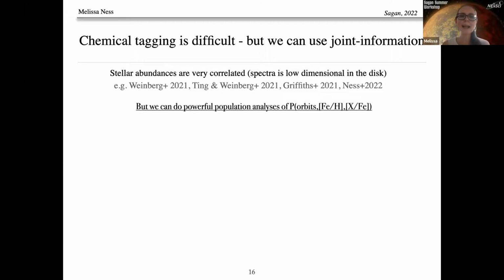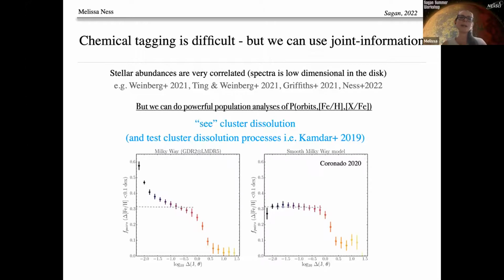Okay, I just want to show one example of this sort of analysis whereby we're seeing cluster dissolution in progress. So how are we seeing cluster dissolution in real time? Well, this plot is showing the Milky Way data on the left and a smooth Milky Way disk model on the right. This is pairs of stars. And what is being plotted is the orbital similarity of pairs of stars on the x-axis, where things on the left have closer orbits. And on the y-axis, this is the fraction of stars with similar or very identical, within the errors, metallicity.